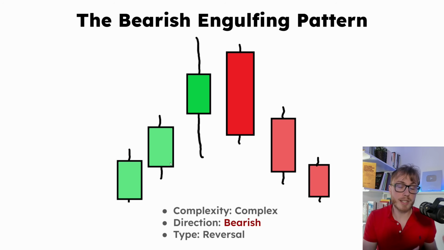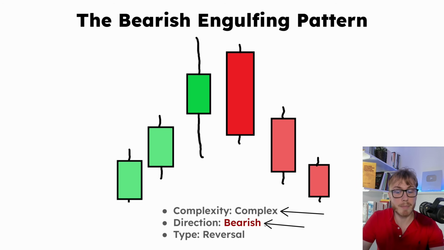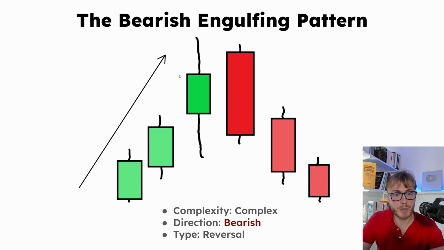Now let's switch the attention here and take a look at the bearish engulfing pattern. Once again, the bearish engulfing pattern is a complex pattern because it consists of two candlesticks. The direction here is bearish because the goal of the pattern is to push the price down, and this is yet again a reversal pattern. So in this case, before the pattern appears, we need to see an uptrend. Then we see a green candle appearing here with a relatively small real body.